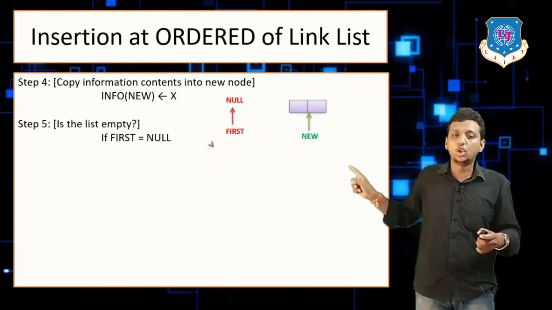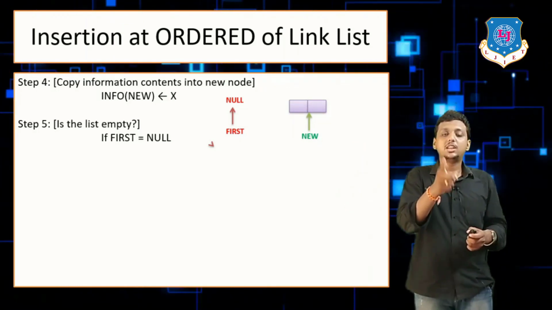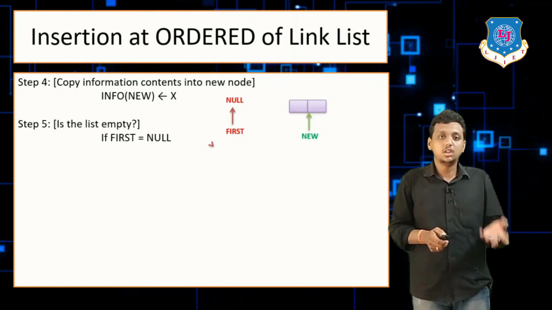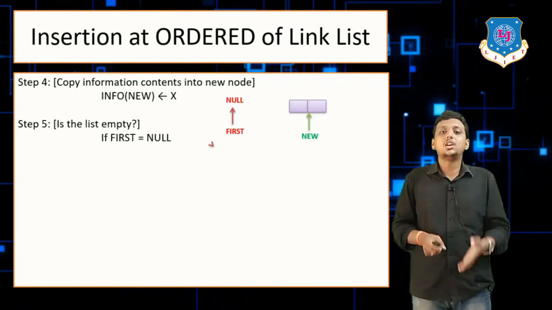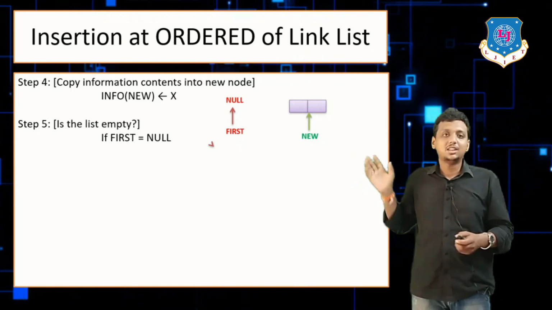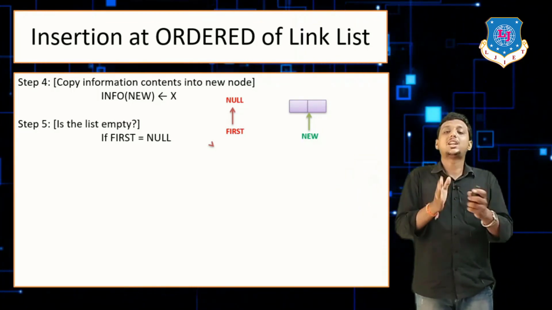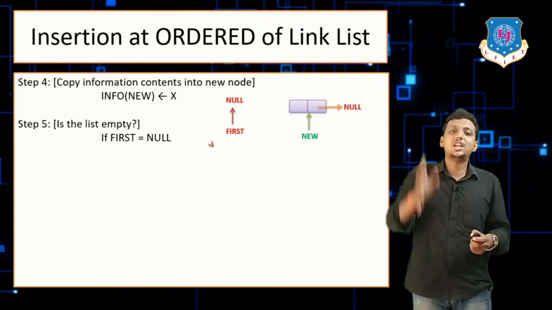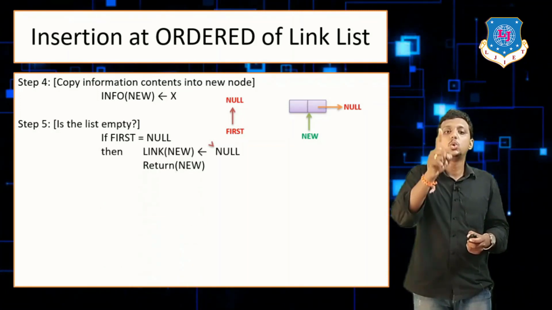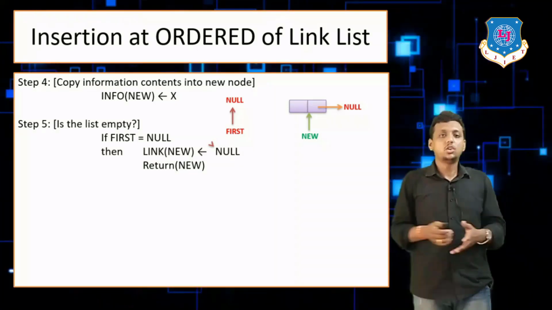That means the new node is my first node, and the new node is my last node, and the link of the last node is pointing to null. So in such a situation, when the linked list does not exist, the new node becomes my first and last. That's when the link of the new node is pointing to null. And see, your node is already inserted.